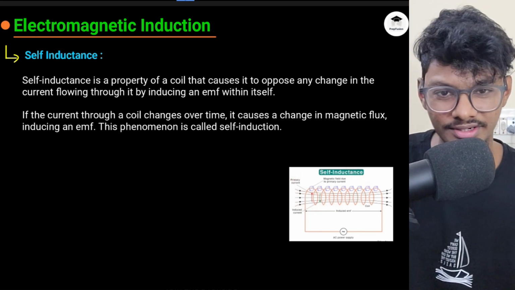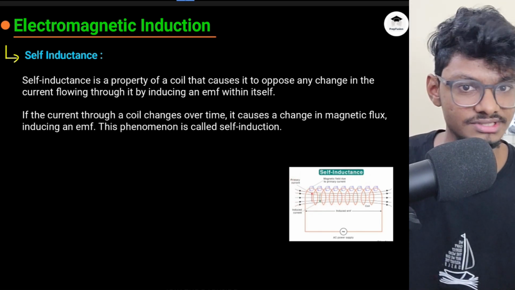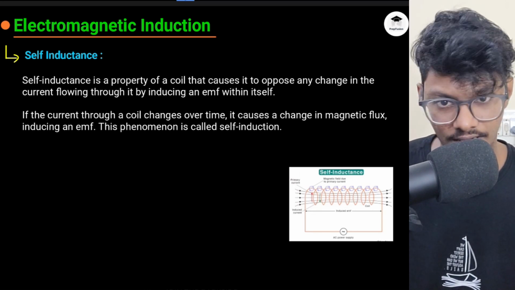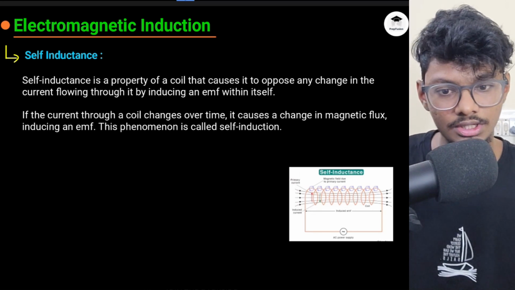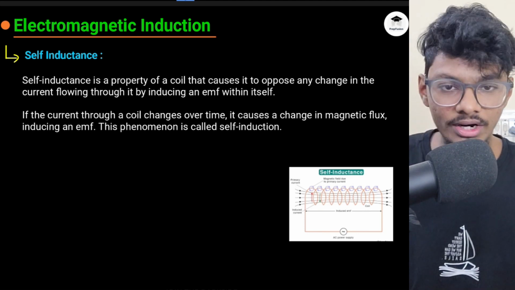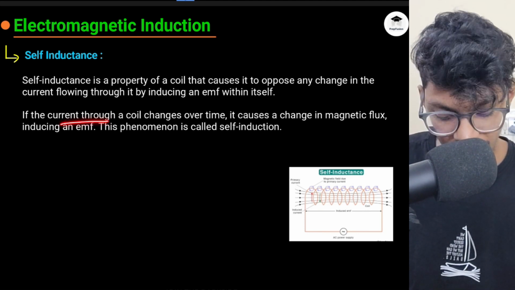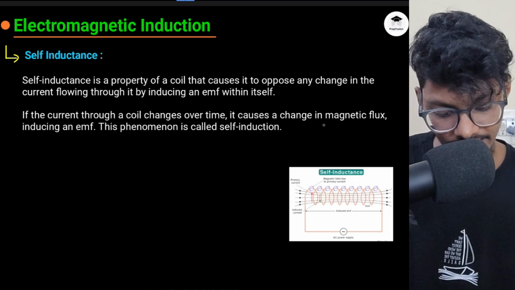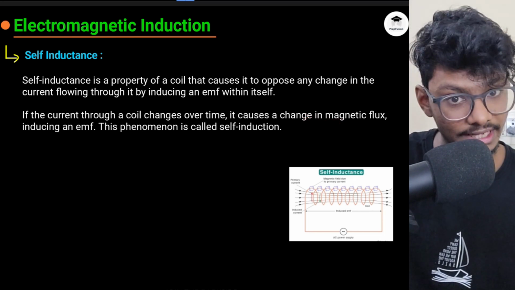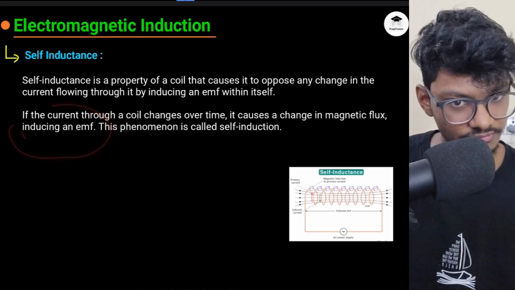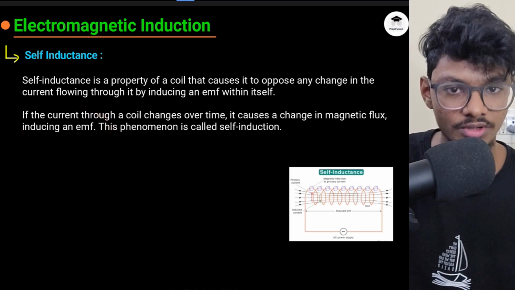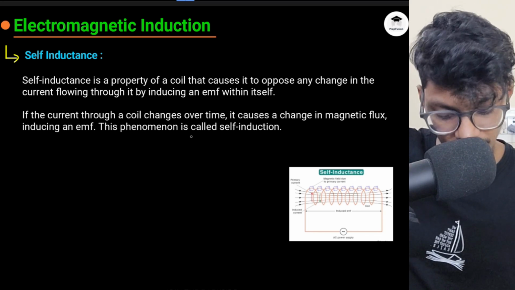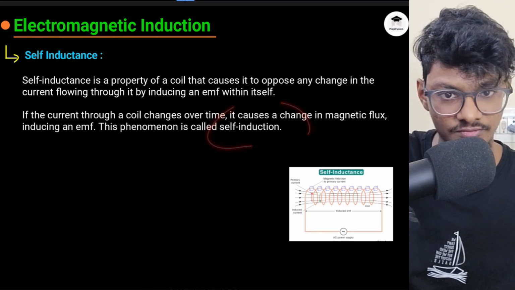I hope you know that inductor and capacitor both oppose the change in energy. They want to stay in the same state. That comes from Lenz's law. Basically, in an inductor, if the current through a coil changes, it causes a change in magnetic flux, and as the magnetic flux changes, it induces an EMF. That phenomenon is known as self-induction, as due to its own magnetic flux, it is generating an EMF. So that's why the name self comes into the picture.